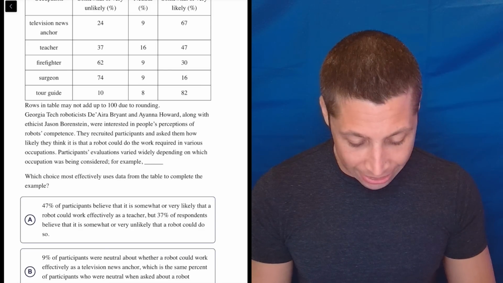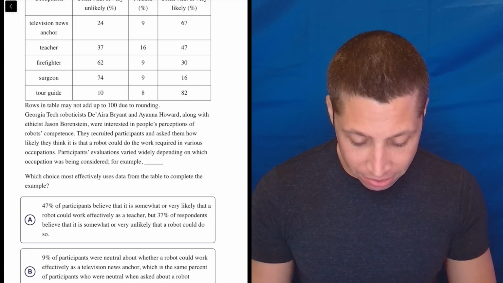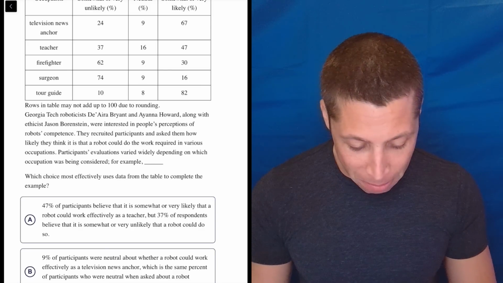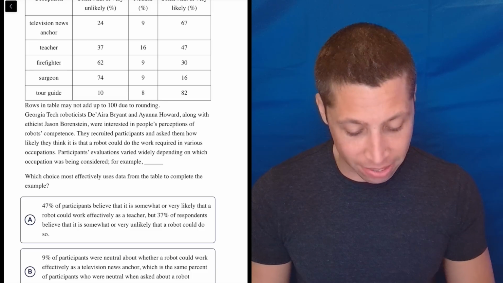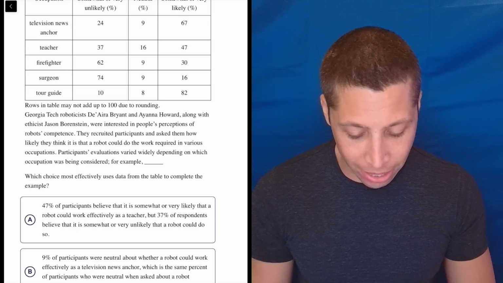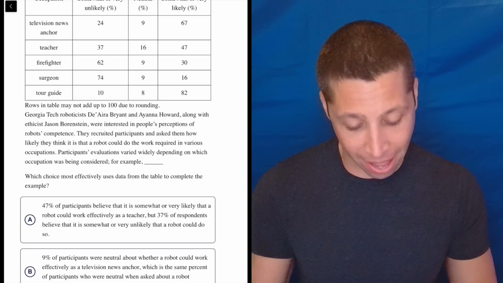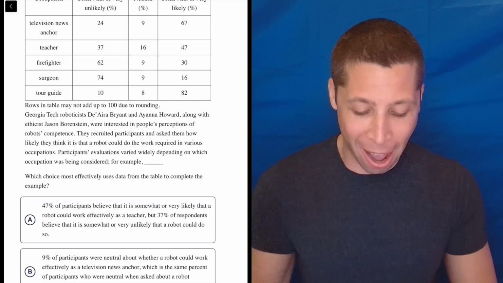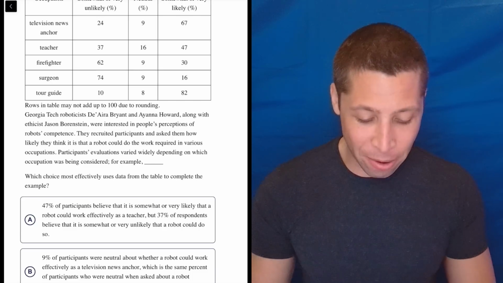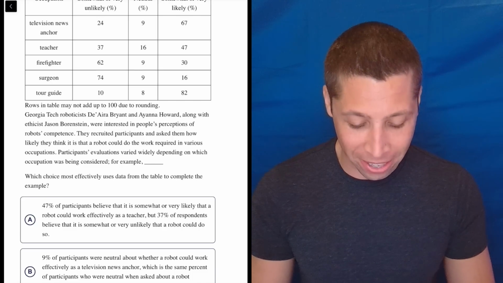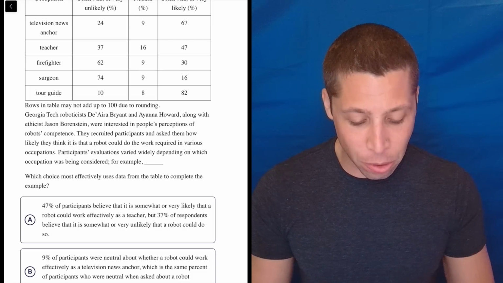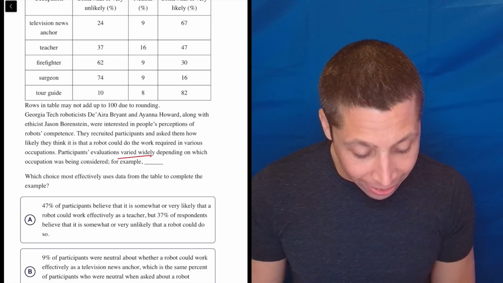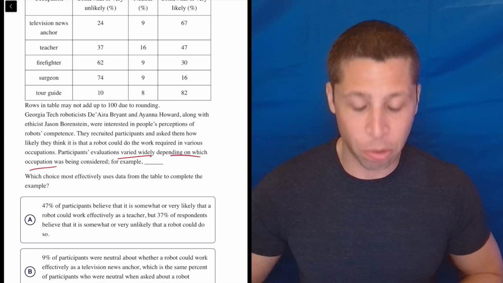Georgia Tech roboticists, along with ethicists, were interested in people's perceptions of robots' competence. They recruited participants and asked them how likely they think it is that a robot could do the work required in various occupations. Participants' evaluations varied widely depending on which occupation was being considered.